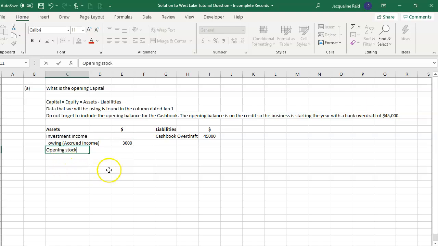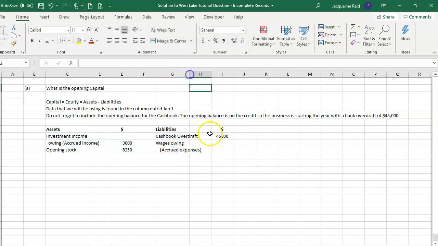And that value is 8,250. We also had wages owing. And wages owing is also called accrued expenses. You may be more familiar with that expression. And the value for the accrued expenses, or more specifically, the wages owing, is $4,500. Now let me quickly finish the liabilities listing because that list is shorter.